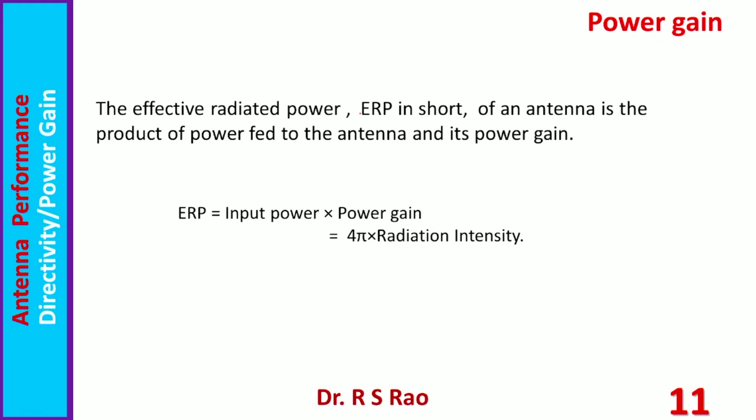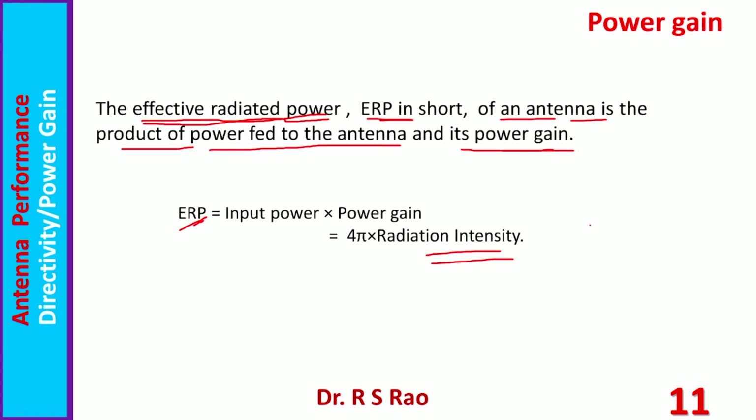Another quantity, effective radiated power, is introduced here. The effective radiated power, ERP in short, of an antenna is the product of power fed to the antenna and its power gain. So ERP is input power times power gain. It is equal to 4 pi times radiation intensity. ERP is a parameter we encounter frequently in the study of antennas, so it needs to be understood.